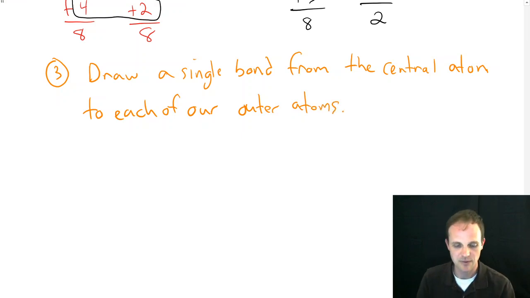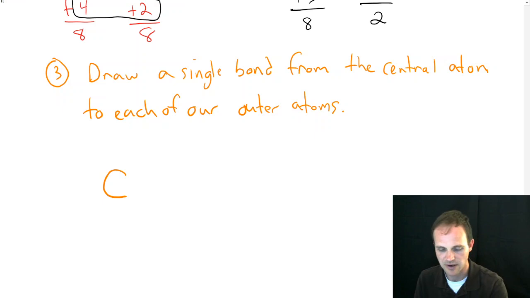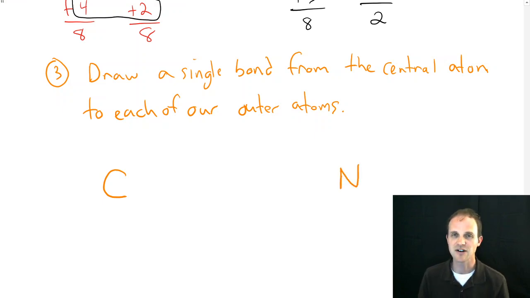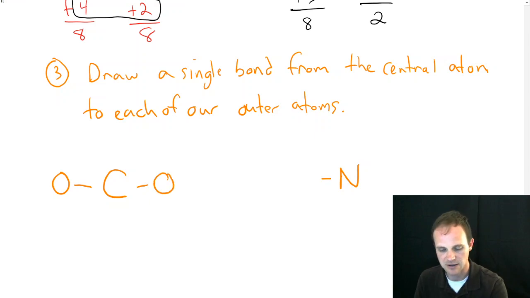Okay, so what do we have? We have carbon in the middle. We have nitrogen in the middle here. What are our outer atoms? Our outer atoms are our other atoms. So we've got an O here, an O here. And we've got 3 hydrogens here.